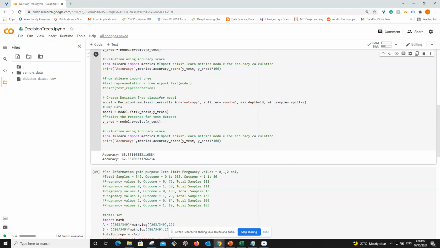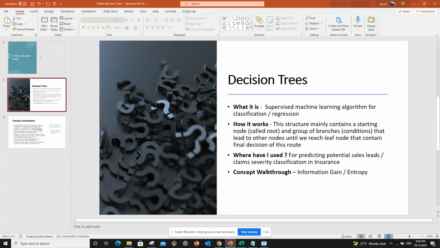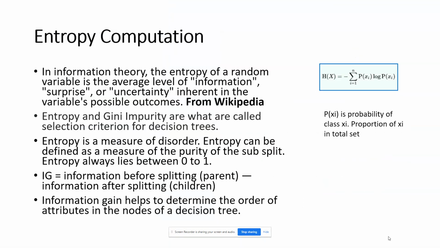Let's come to the internals of it, primarily how it works behind the scenes. For the entropy computation, you have different outputs. Suppose you classify three different things, like low, medium, and high. We look at the entropy computation in terms of the probability of occurrence of each value of y.